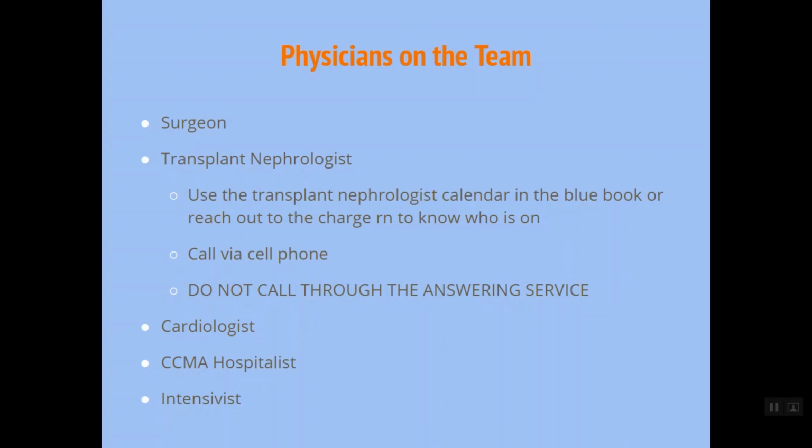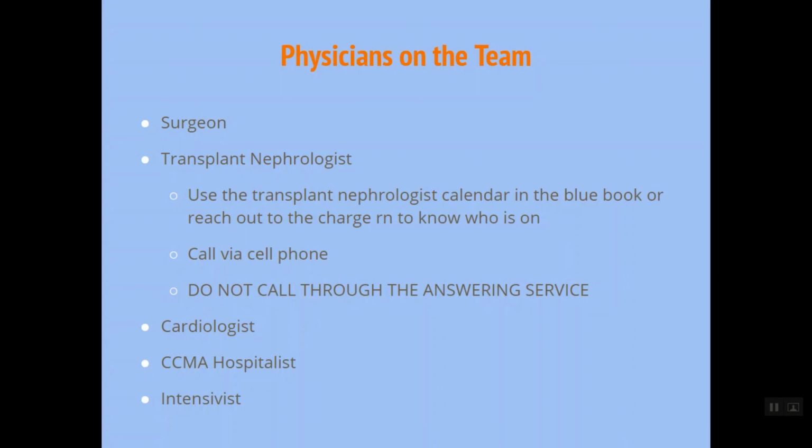A cardiologist will be consulted, like we said, if they're greater than the age of 65 years of age, or if they have a significant cardiac history, such as coronary artery disease, or have required a CABG in the past. They will consult a CCMA hospitalist for diabetes management if the patient is diabetic. An intensivist is not automatically consulted. So we have our rule where an intensivist is automatically consulted when a patient comes down to the ICU. But for these kidney transplant patients, they are only going to be in the ICU for about 24 hours.